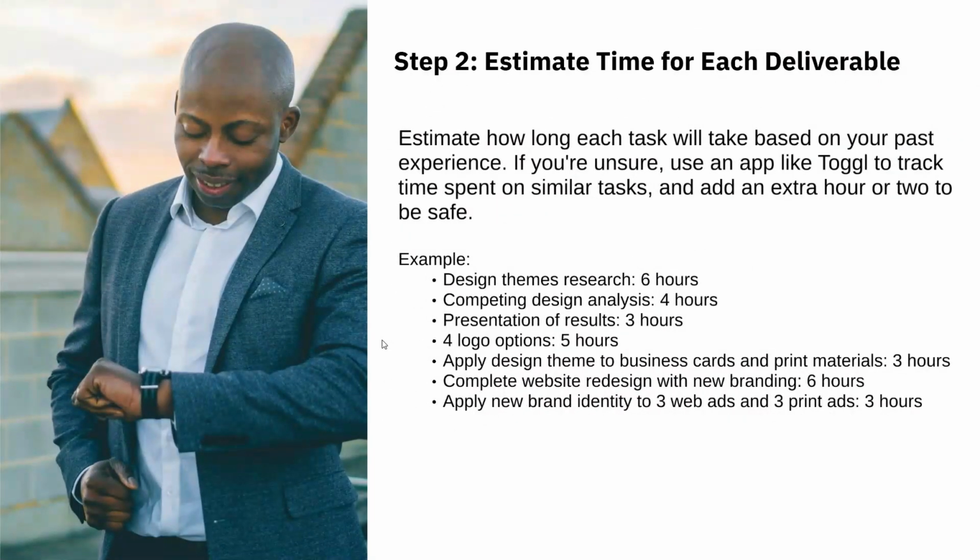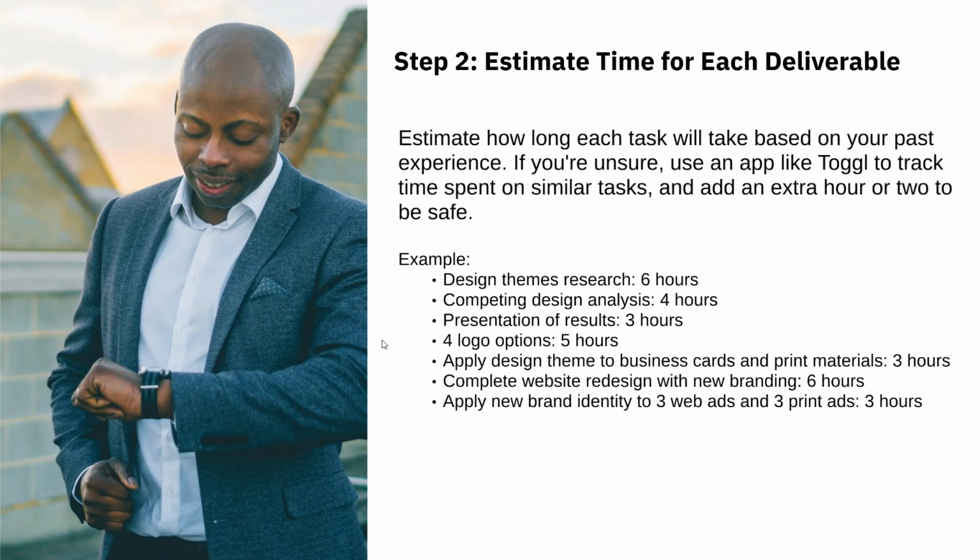Step 2 is to estimate the time for each of the deliverables. So this is why you want to write out each component of that project, of everything that you want to do, and how long each task will take based on your past experience. If you're unsure, you can use an app like Toggl to track your time spent on similar tasks and add an extra hour or 2 to be safe. Now, I've used contractors in my business, and I use Toggl as a timekeeping system, and it works great. I'll also link that below.